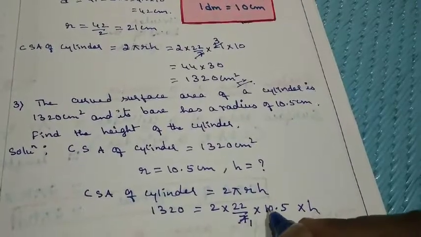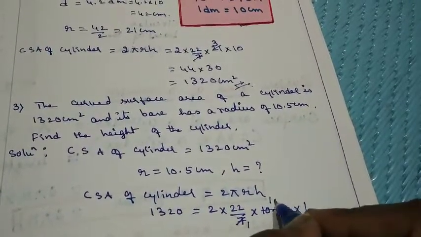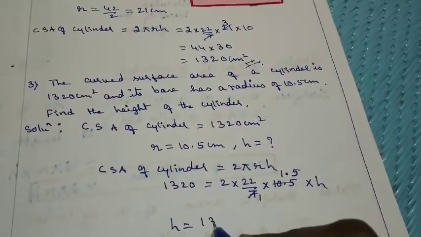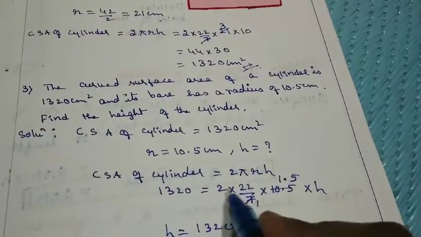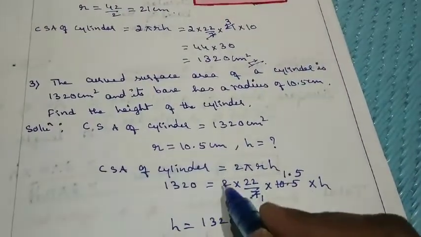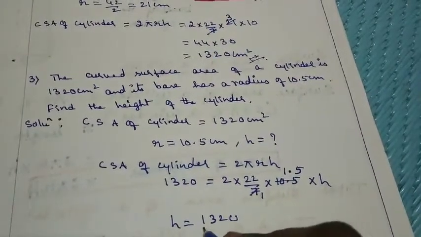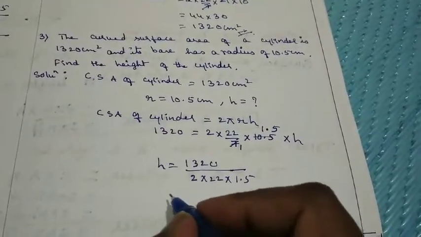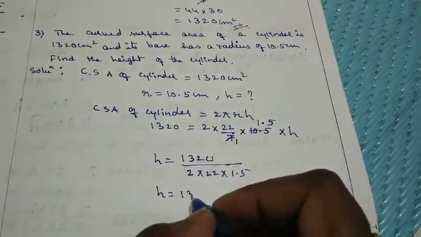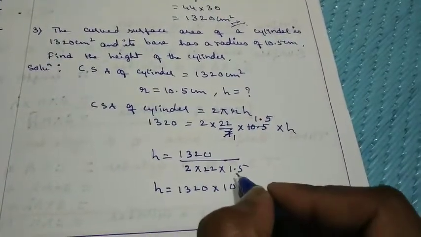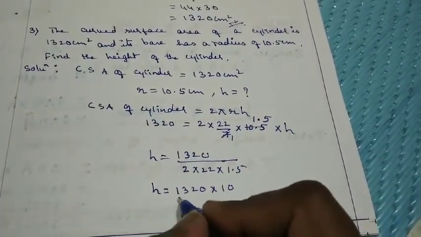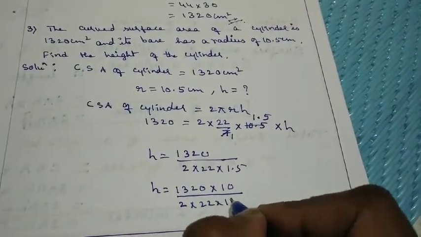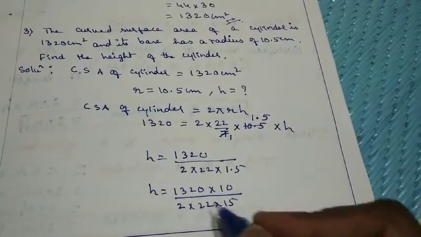Then 7 ones are 7, 7 ones are 7, 0.3 remains, 7 5s are 35. Then h equals 1320. All these, 2, 22 and 1.5, are under multiplication with respect to h. Therefore, they'll come to division, 2 into 22 into 1.5. Then h equals 1320 into 10, because after the point we have one digit. So I'll multiply by 10 in the numerator, and this 2 into 22 into 15, I'll keep as it is. Now you can go for cancellation.